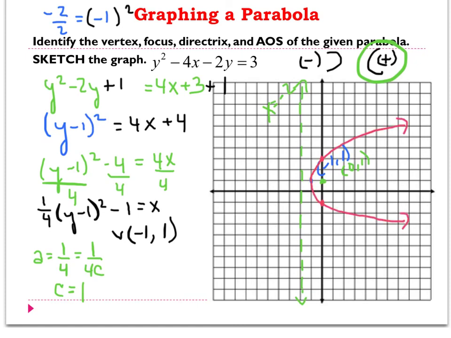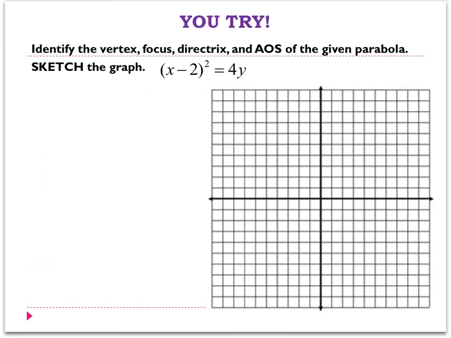Now, of course, you could just make a table if you're more comfortable with that, but this is like a little shortcut. And there's my parabola. Alright, now this one is already in vertex form. You just need to divide through by 4 in order to isolate the y. And go ahead and find the vertex, the focus, and the directrix, and the AOS to graph this parabola.